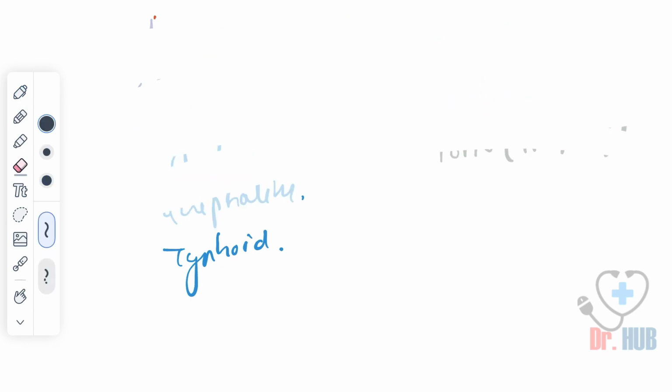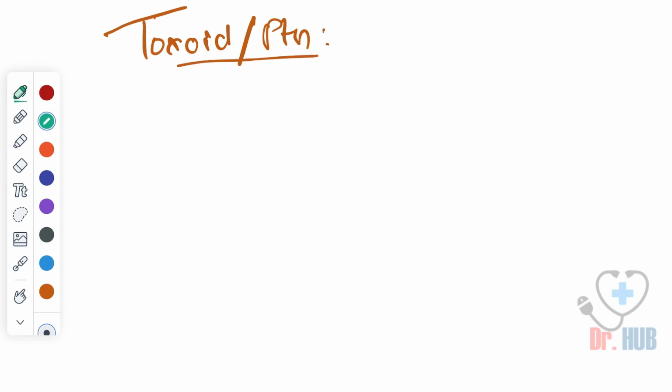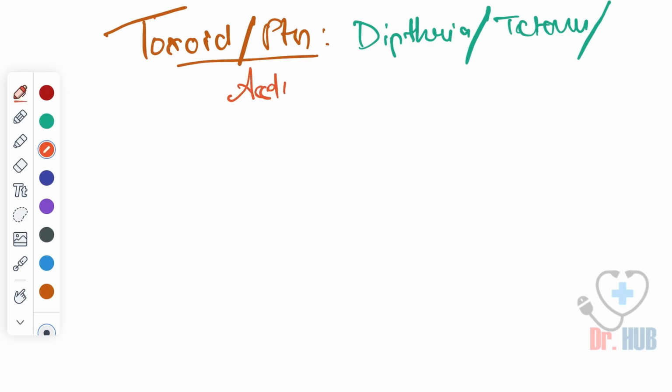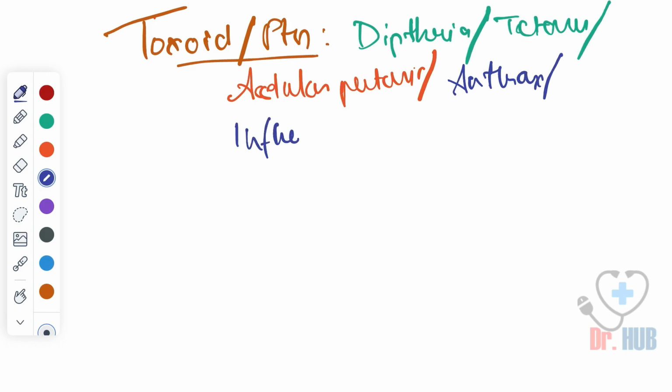So after this category, we'll be looking at the toxoid or the protein. Under toxoid or the protein, there is the diphtheria, tetanus. Next, there is also the acellular pertussis. And there is also the presence of the anthrax and the influenza. There is influenza subunit.